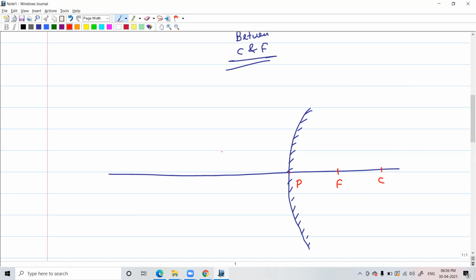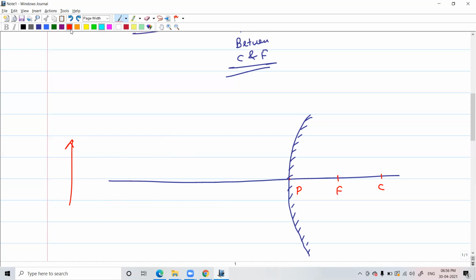Now you understand that infinity is the same thing. When you keep the object beyond a certain point where the light is coming parallel, that point is your infinity. So that makes up your first case. So this is your case 1, when the object is at infinity.